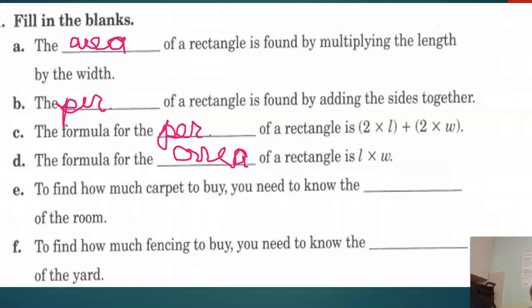Now, to find out how much carpet to buy, you need to know the blank of the room. Can you give me that answer, Kyle? Yes, I need to know the area in order to do how much carpet. Now, to find out how much fencing I would need to buy. So this is going on the outside of the yard. Melvin, what would I need to know? I would need to know the perimeter. Okay, very nicely done. Take a moment and make sure you have all of those answers complete.